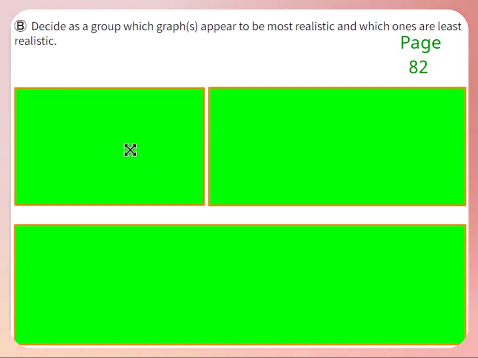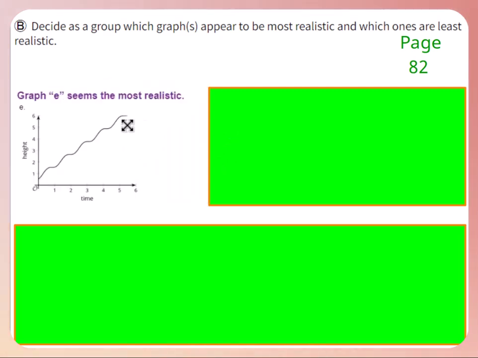All right, some sample answers, no right or wrong. Graph E seems most realistic for some people because if it's a person pulling up the flag, they're not going to start on the ground. They're going to start about halfway, about a meter above the ground, pull it up, and then they're going to rest, pull it up again. So it's kind of a jerking pattern of pulling and resting.